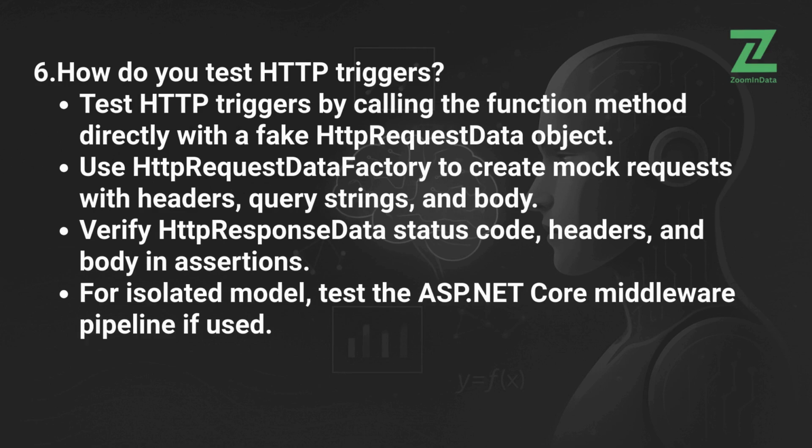How do you test HTTP triggers? Test HTTP triggers by calling the function method directly with a fake HttpRequestData object. Use an HttpRequestData factory to create mock requests with headers, query strings, and body. Verify HttpResponseData status code, headers, and body in assertions. For the isolated model, test the ASP.NET Core middleware pipeline if used.